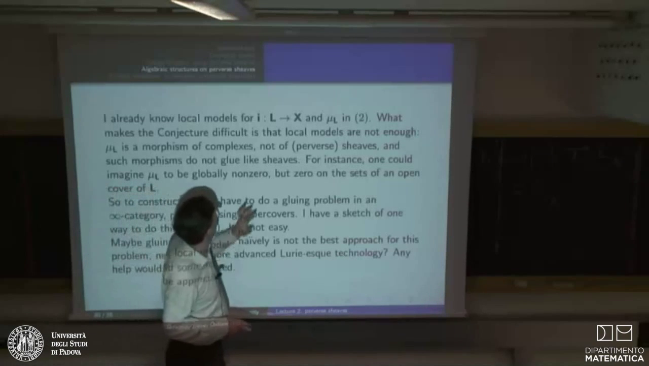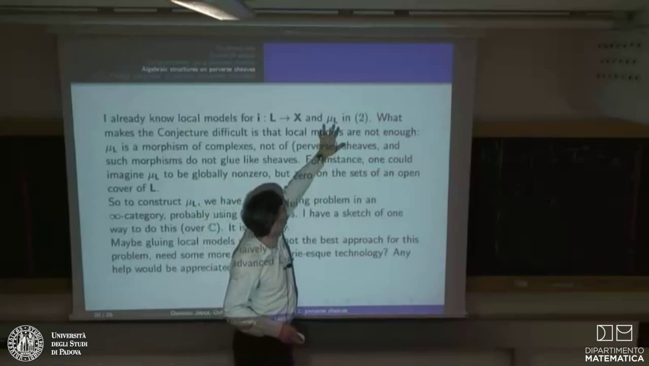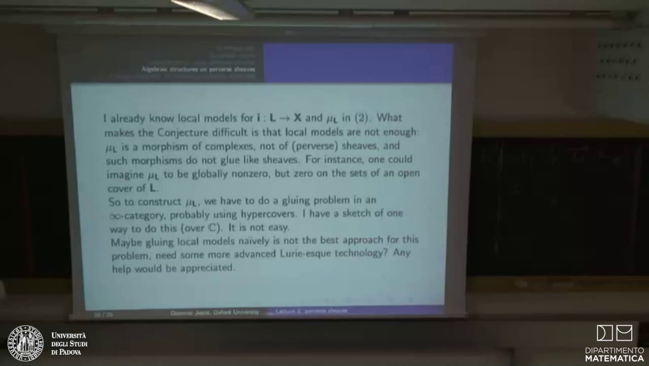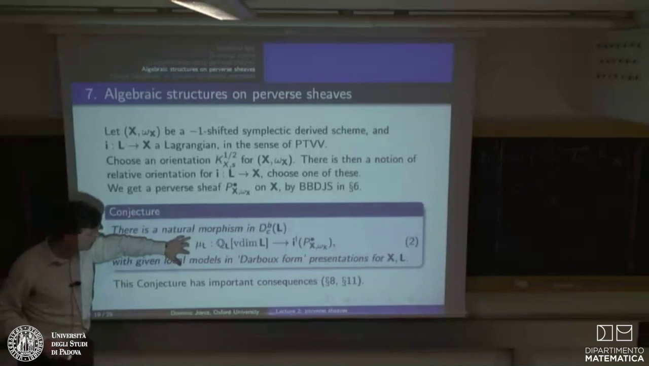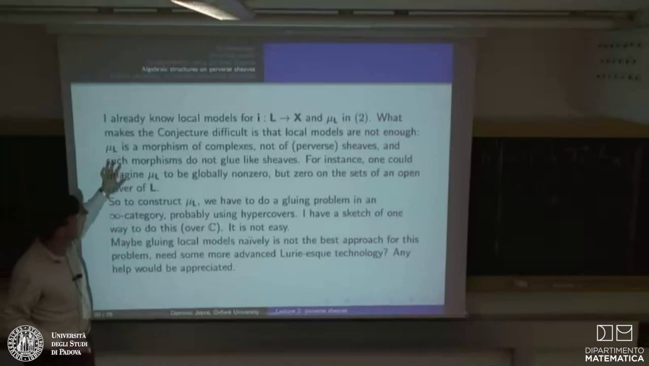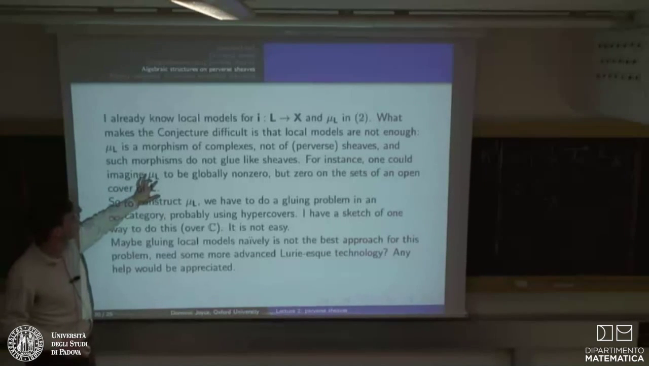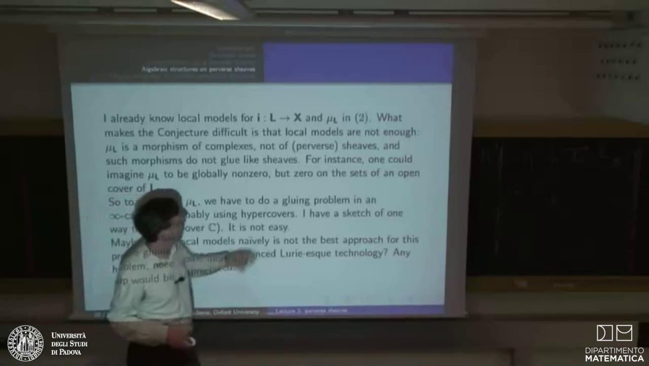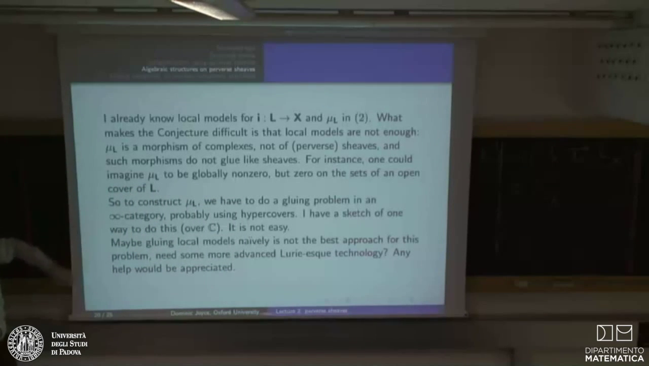And so if we know those derived Lagrangian neighborhood theorems, at least in the minus one shifted case, then I can tell you what mu L is. You apply a branching cycle functor to some natural morphism of constructible sheaves. Now, what makes this conjecture difficult, at least for me, is that these local models are not enough. This mu L here is not a morphism of sheaves, it's a morphism of complexes. And morphisms of that kind don't glue like sheaves, they're non-local. So you could imagine a case in which mu L is globally non-zero, but zero on the sets of an open cover. And I only really understand how to do things on a single open set, or possibly two open sets. But to construct mu L, we'd have to do a gluing problem in an infinity category, probably using hypercovers.